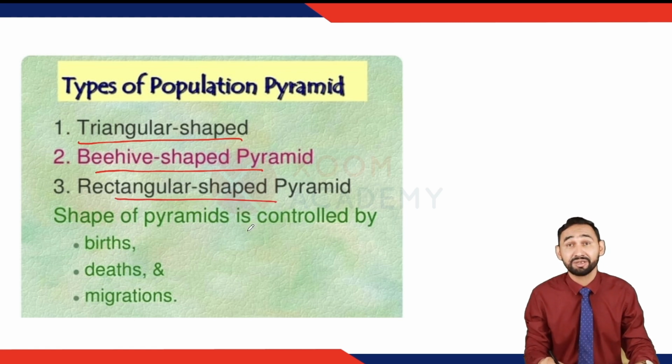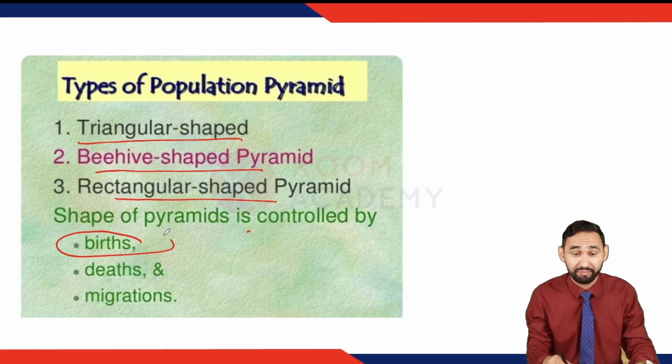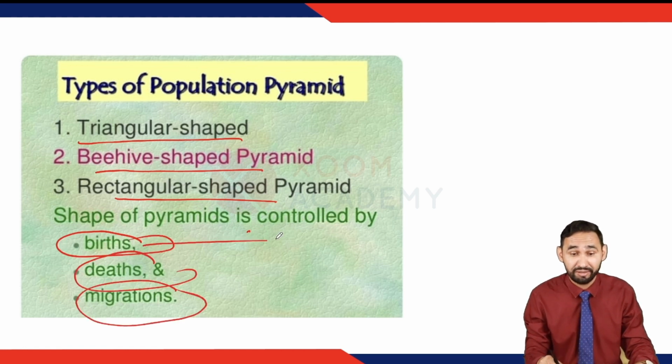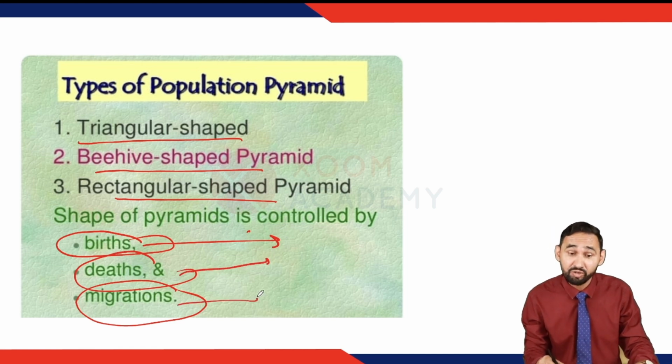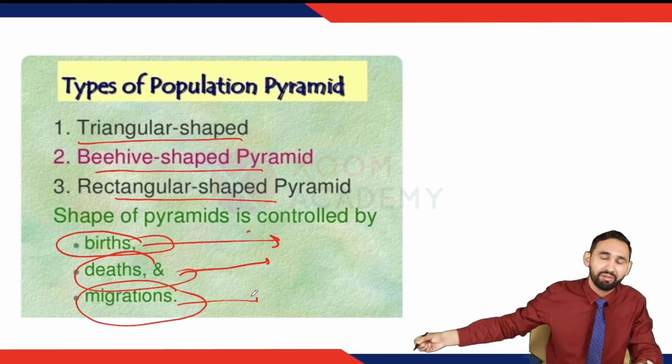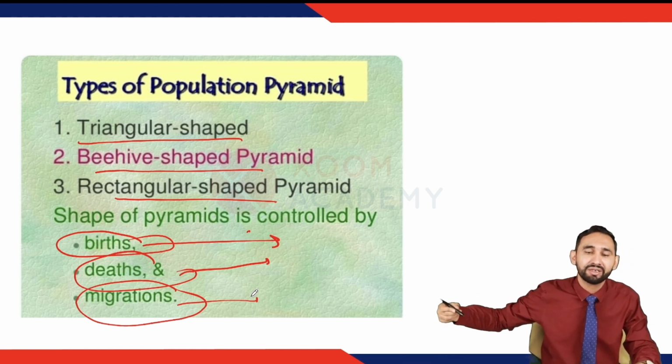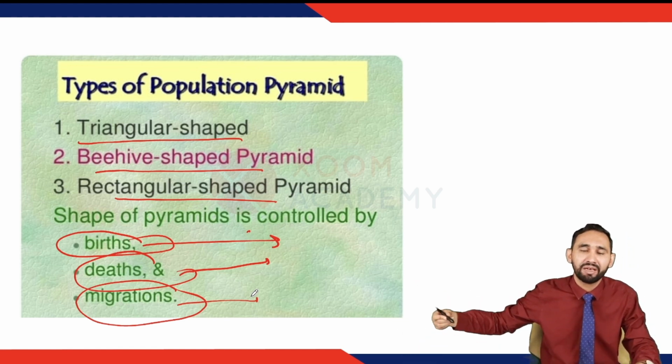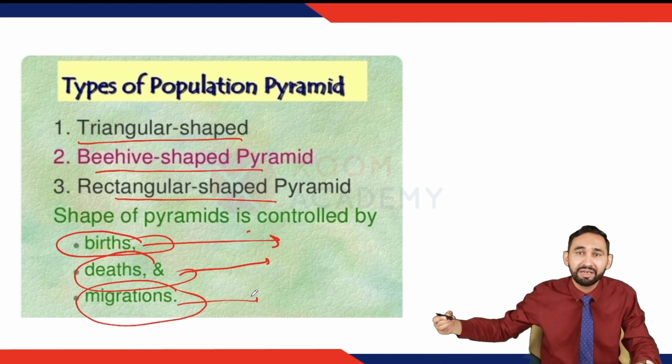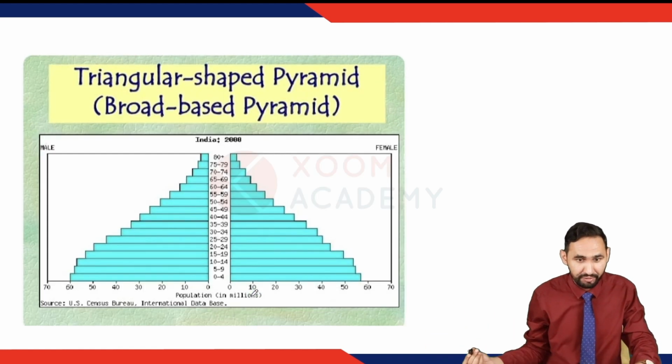The shape of the pyramid is controlled by births, deaths and migration. There are births. There is mortality. And people do migrate. They migrate to different countries, to different regions, to different cities for a better life, for better quality of life, for better resources, for jobs.